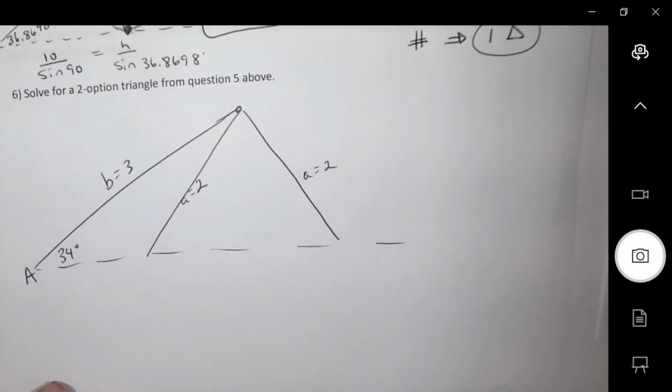Okay, now this number 6 says solve for the triangle that had 2. So this is the one that we picked that had 2. Number 5C. So the side lengths were 2, 3, and the angle was 34. Okay, I'm going to color code, and while you're writing the test, if you want to borrow some of my highlighters, just call me over and we can do that.